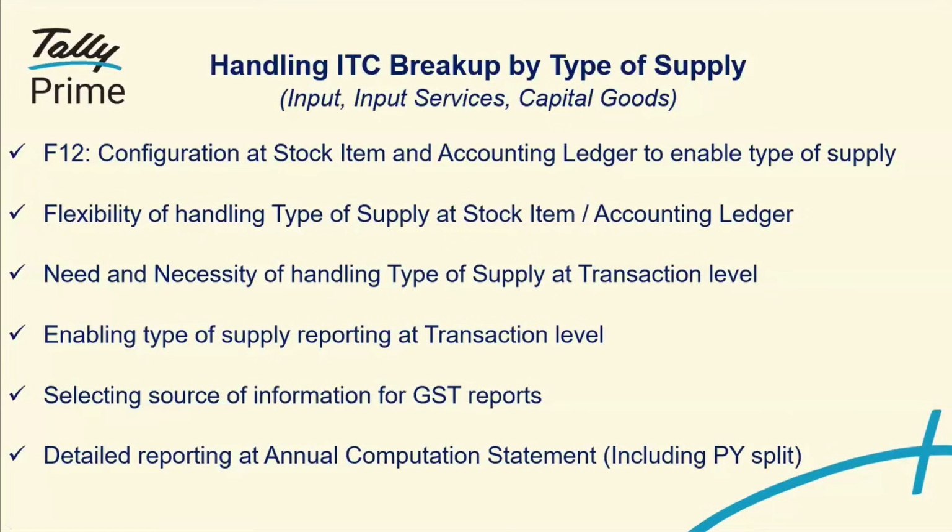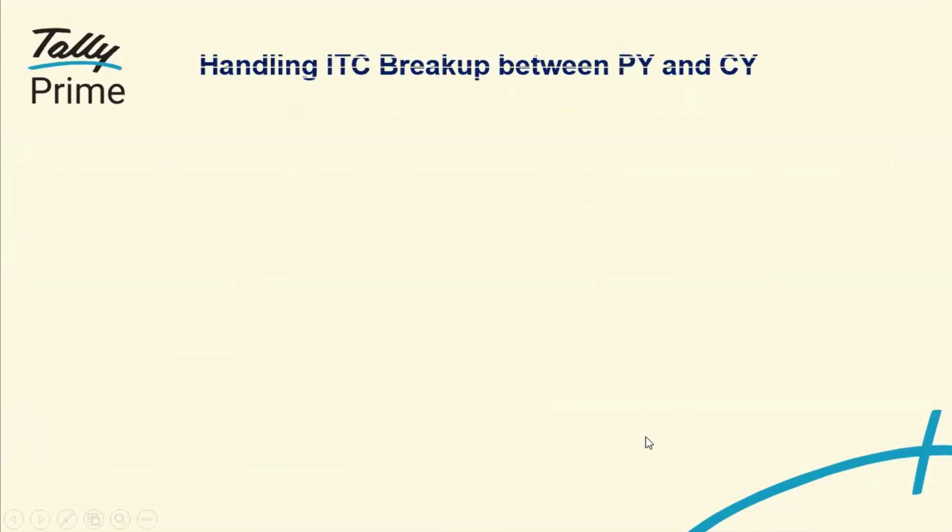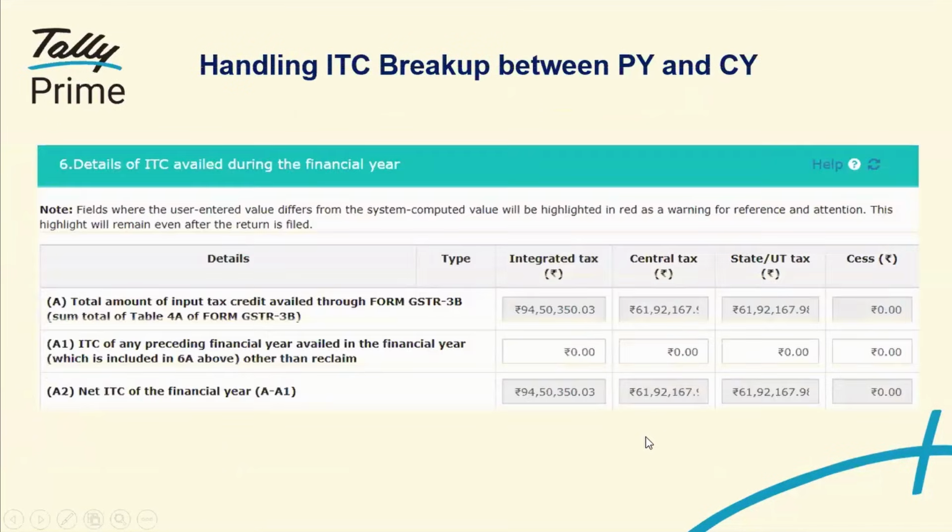One more important thing, as far as table 6 is concerned, in the GSTR 3B, we have this previous year split. Previous year split is there actually. You see, this is the screenshot of the latest table 6 of our GSTR 9.